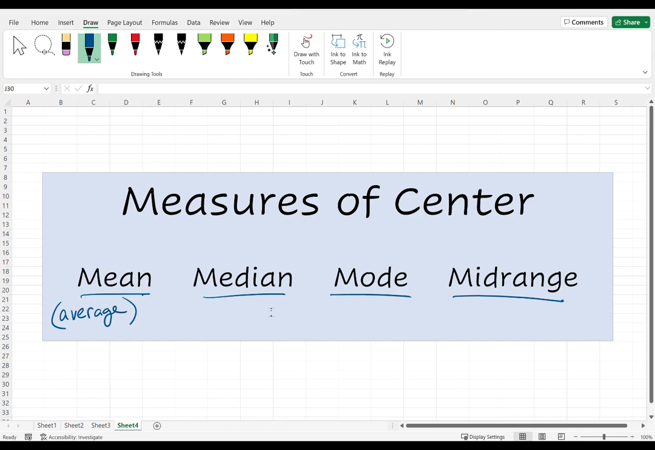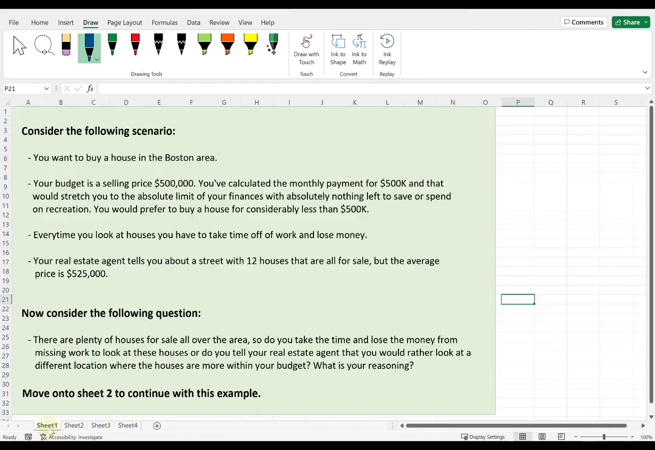Okay, so we're going to talk about the four measures of center, but before I do so, to give it some context, consider the scenario. You want to buy a house in the Boston area. Your budget is a selling price of $500,000. So maybe not Boston proper, but maybe one of the surrounding towns. Now you don't pay the $500,000 up front. Generally, what people normally do is they put a small portion of that down as a down payment, normally between 3 and 20%, and then the rest you pay off as a loan.